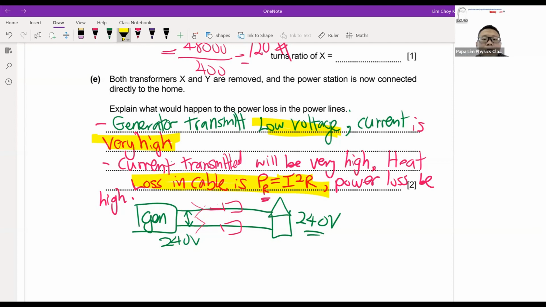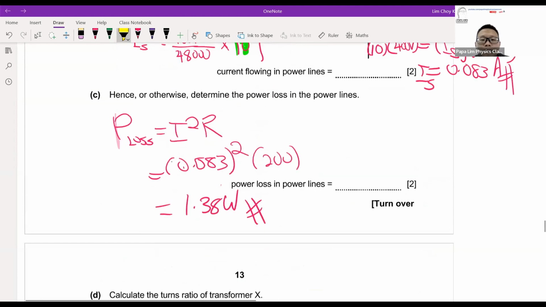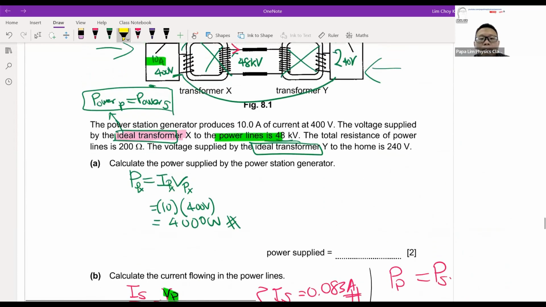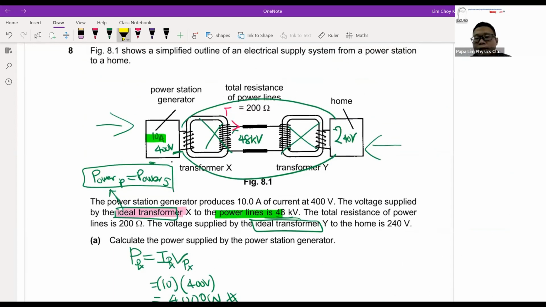That's why people purposely built two transformers rather than just laying one cable from the station to the home. They go through the power station, because if the voltage is high, the current is low, and the heat loss will be much lower. So I can put more energy to better use instead of losing it as heat to the environment.